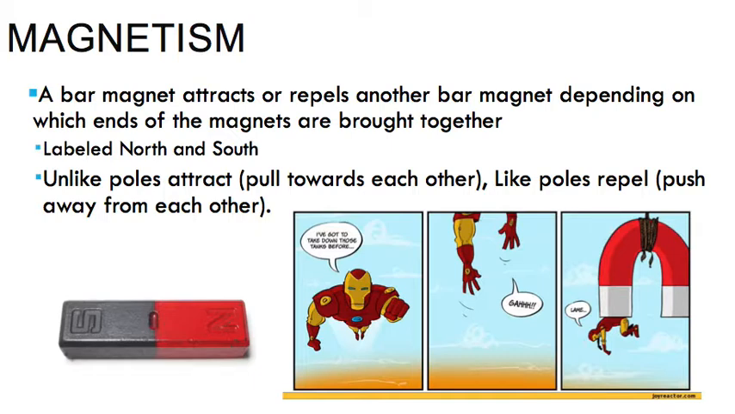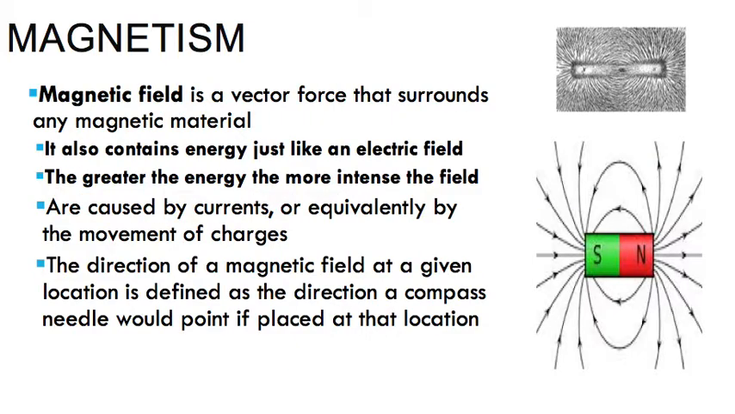The two ends of the magnets are going to be labeled north and south, and they figure out which end is north and south based on which way it's going to point towards, like the North Pole of Earth, right? So unlike poles attract, which are going to pull towards each other, and like poles repel, which are going to push you away from each other. Again, that's probably something you already knew, right?